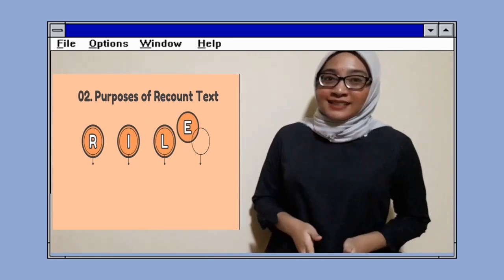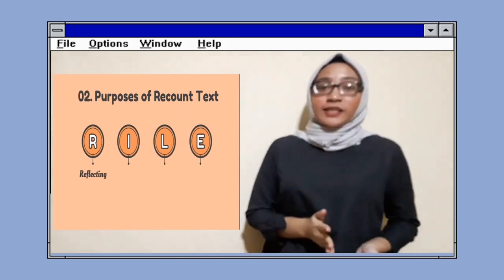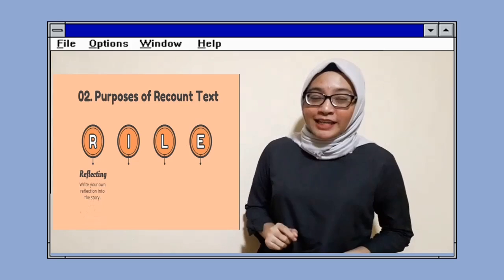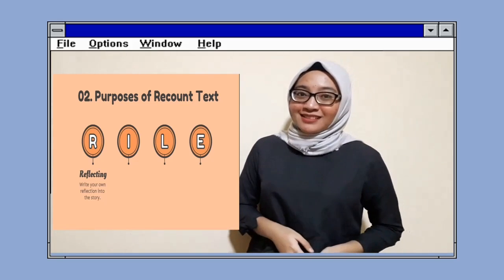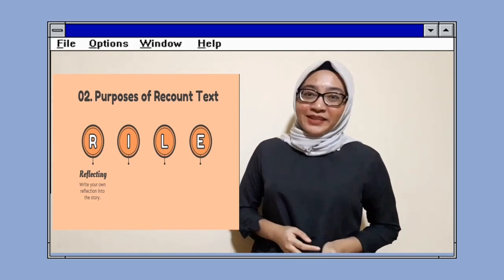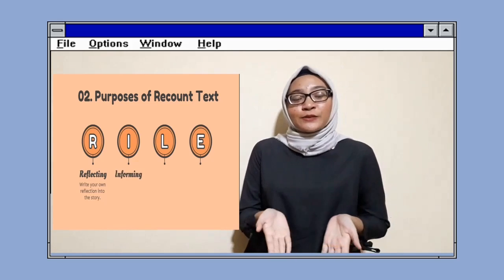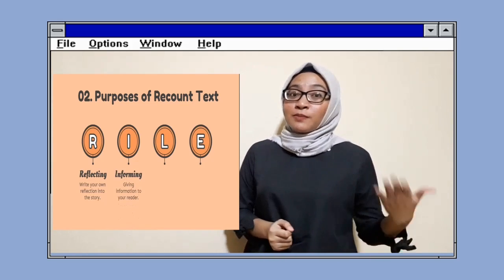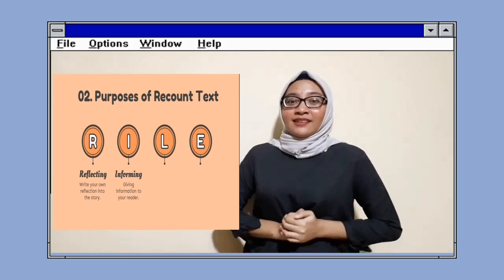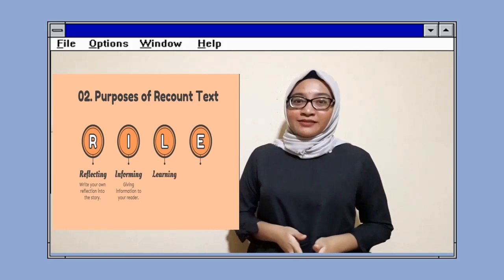R is reflecting. It means you write your own reflection into the story based on your point of view. I is informing. It means giving information to your readers about your past experience. And then L is learning.